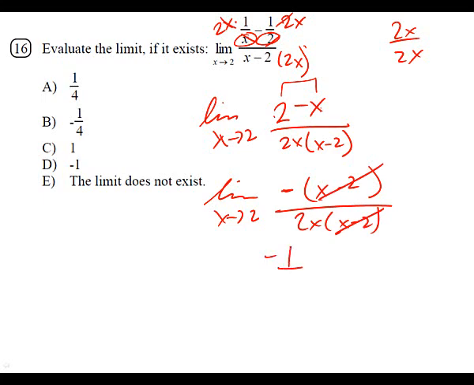All right, so I'm plugging in a 2 now. So 2 times 2 is what? Negative 1/4. Second time we've gotten a 1/4 answer, huh? Okay, what else? Are there any others that we need to talk about? 24? Okay.